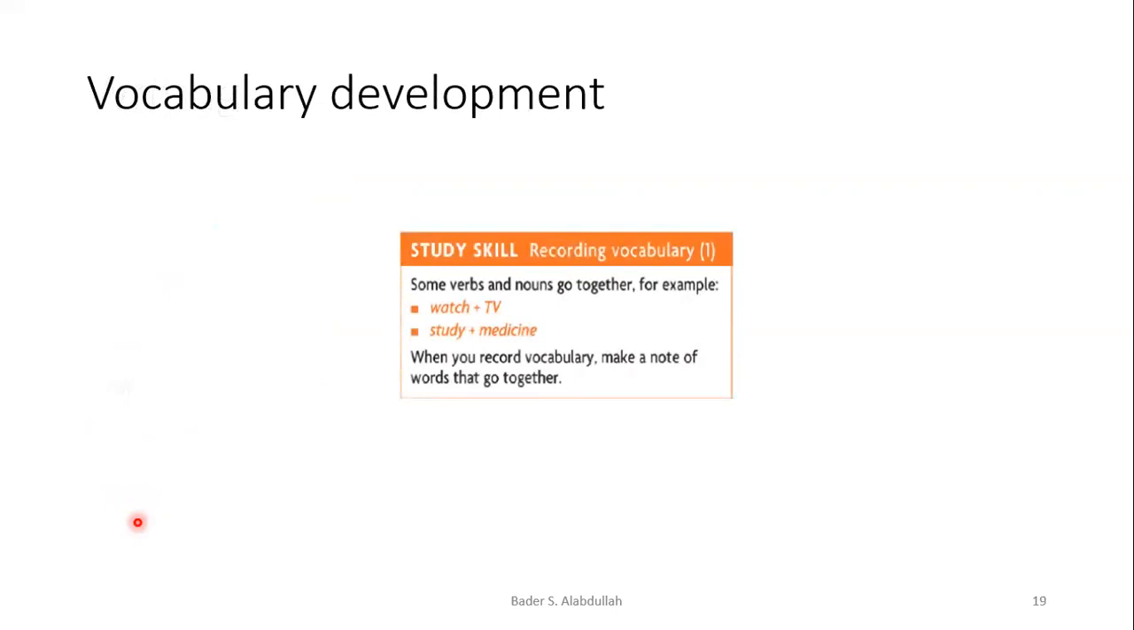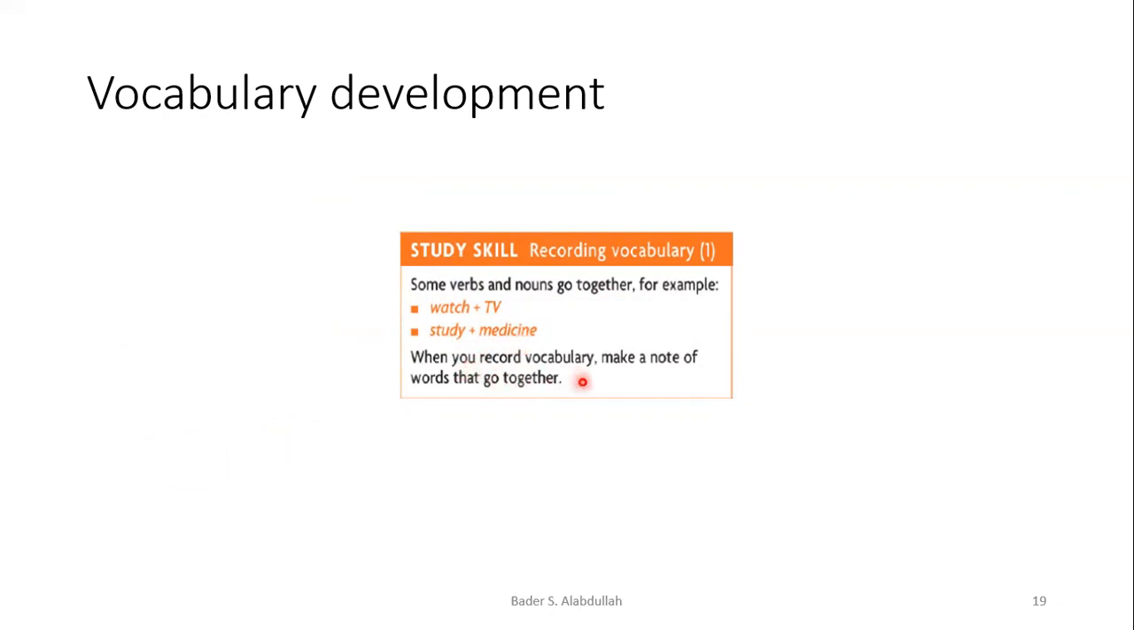Now, vocabulary development. In this one, as we said, we are going to talk about some verb-noun collocations. So what are collocations? Collocations are words that go together. Okay, so some verbs and nouns go together. For example, watch TV, study medicine. Okay, we don't say watch medicine or study TV, right?